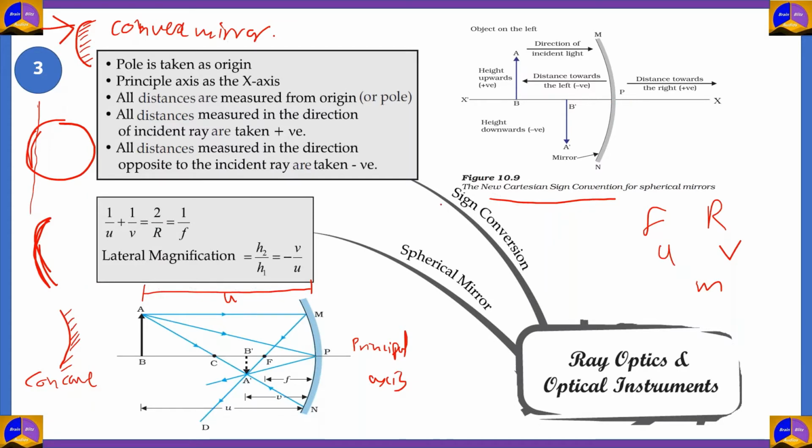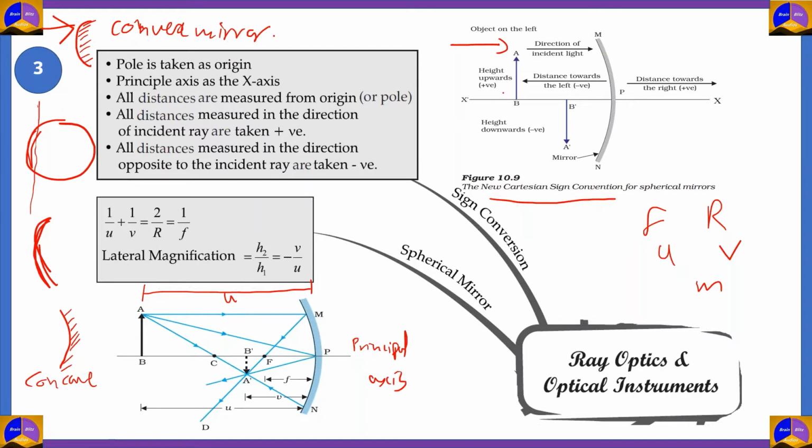The principal axis here acts as the x-axis, and anything perpendicular to that is the y-axis. So if we draw an axis like this across the pole, then that becomes the y-axis. All distances in this sign convention are measured from the pole. So if you want to find out the distance of the object, you measure it from the pole. And over here, the sign convention also states that the incident ray is always from left to right. The incident ray always travels from left to right, whether it be a concave or a convex mirror.